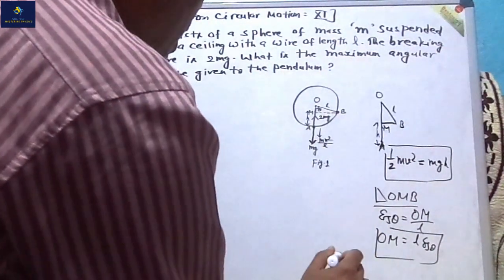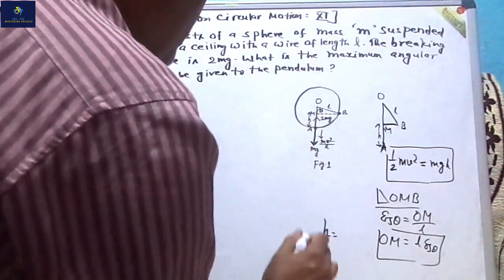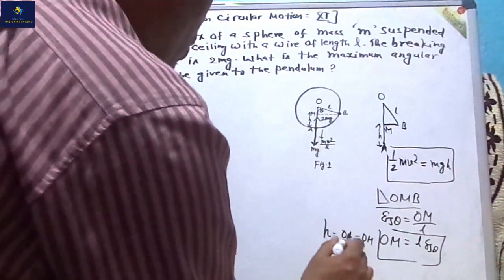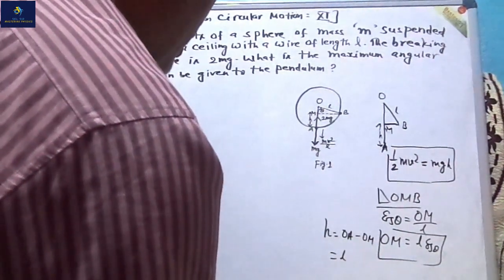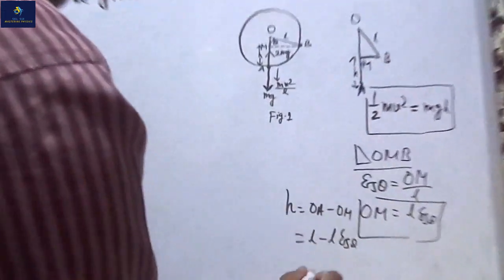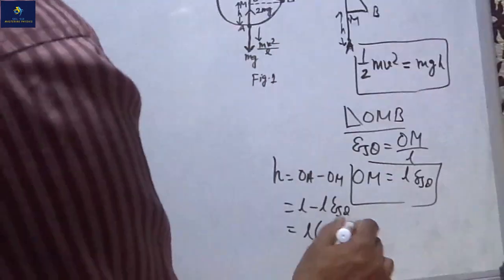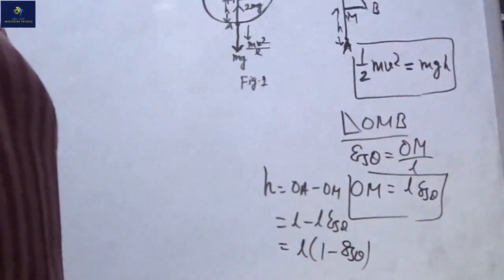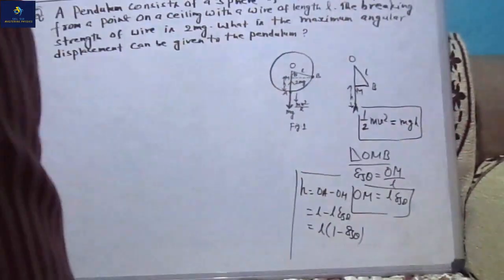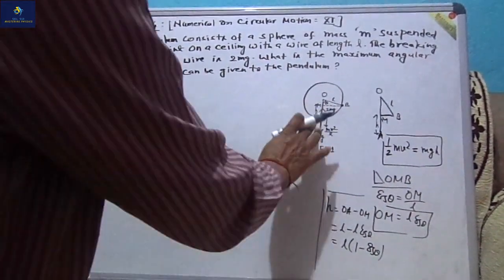So what is the height it gains from here? That height can be found like this. This is OA minus OM, and OA is equal to L, and OM is equal to minus L cos theta. So L is a common factor, and we can write 1 minus cos theta. In this way we can define the height the sphere can gain as it moves from the position A to B.